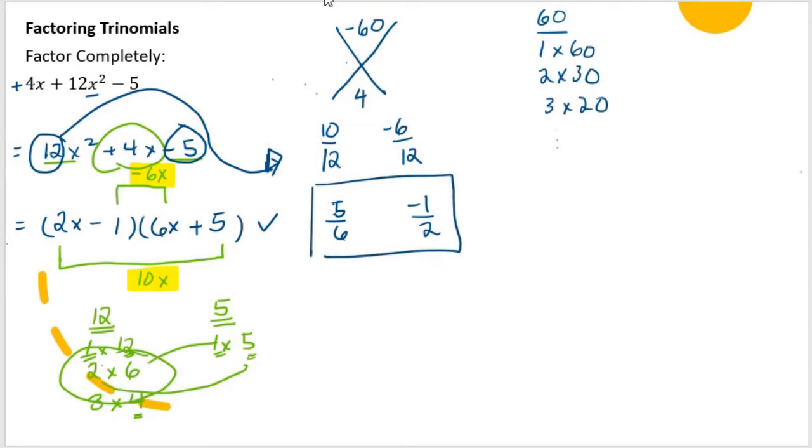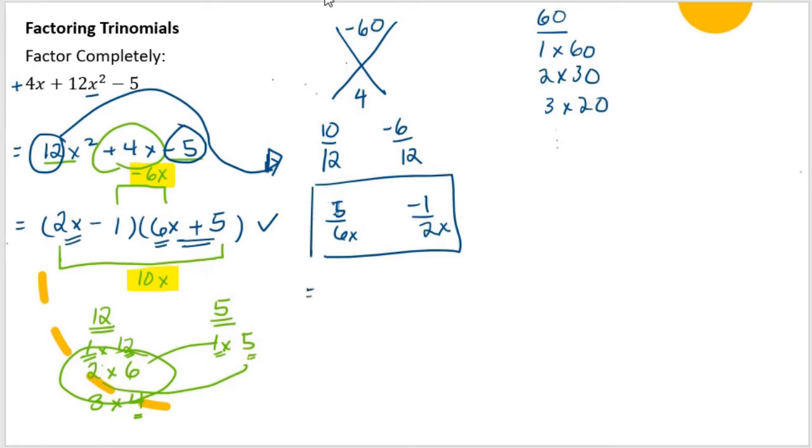The 5 and the 6 end up in one bracket as 6x plus 5, and the negative 1 and the 2 is 2x minus 1. It's always going to work out that way. You'll notice too that it will always be the 5 and the 6, the numbers in the same fraction, that end up in the same bracket. Because we divided by the coefficient of the first term, it's the 6 and the 2 that will have the x's, 6x and 2x, as you can see.